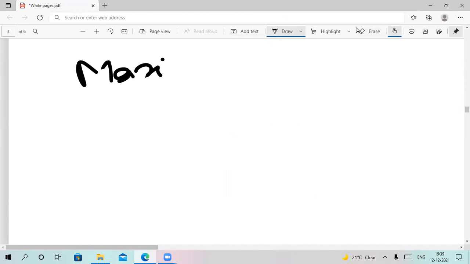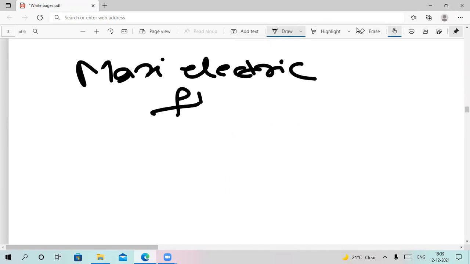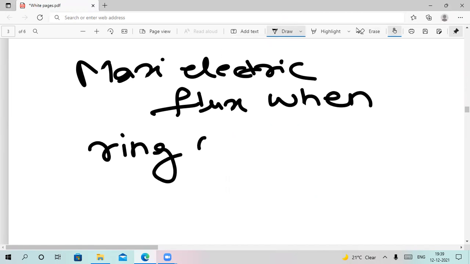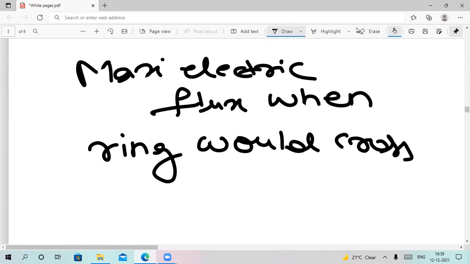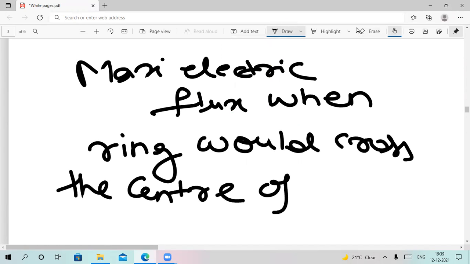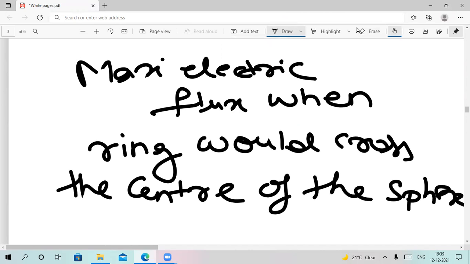the maximum electric flux when the ring crosses the center of the sphere. Pretty nice. This was exactly the point I needed to mention here.